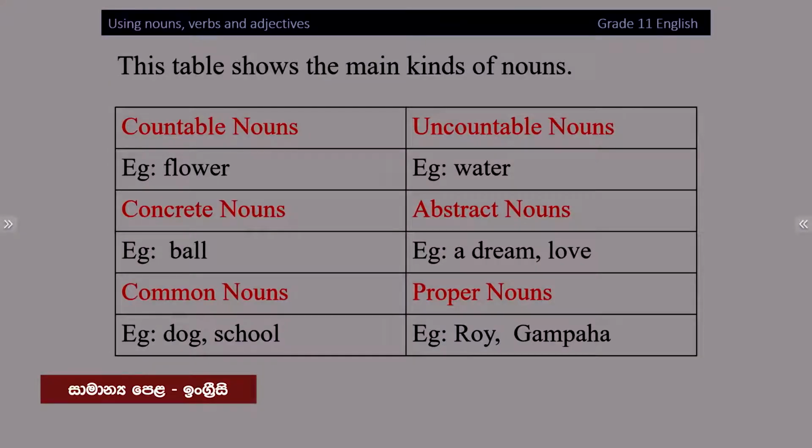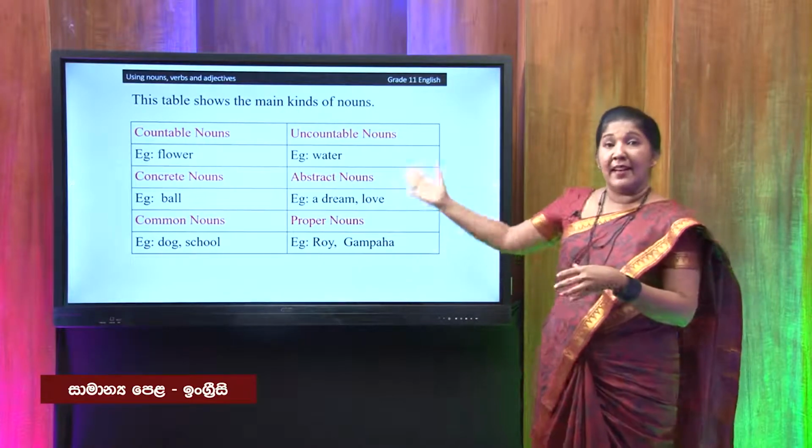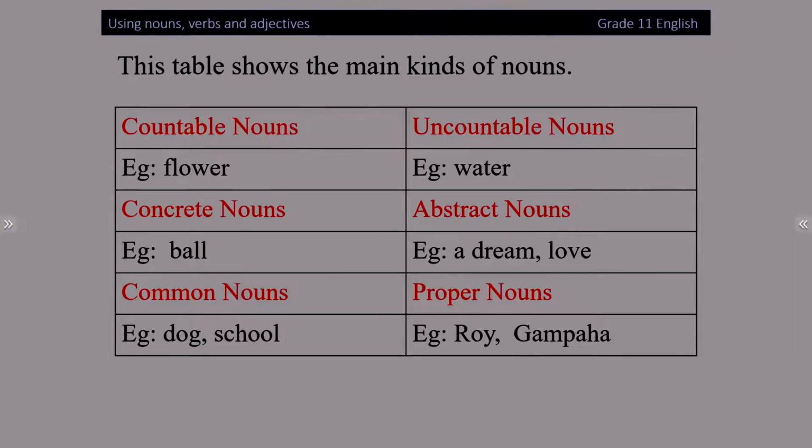Now, when we spoke about noun, nouns are further categorized like this. Okay, do not panic, it's very easy. It's all what you have learned and you are looking at it on a screen in a table. Now you can see a table here on screen. This table shows the main kinds of nouns. Let's look at the first row. It's countable nouns and uncountable nouns.